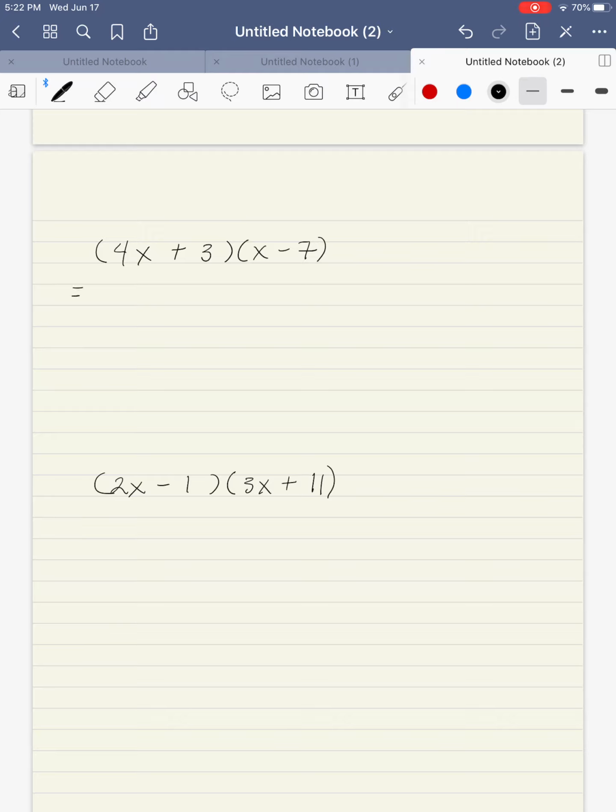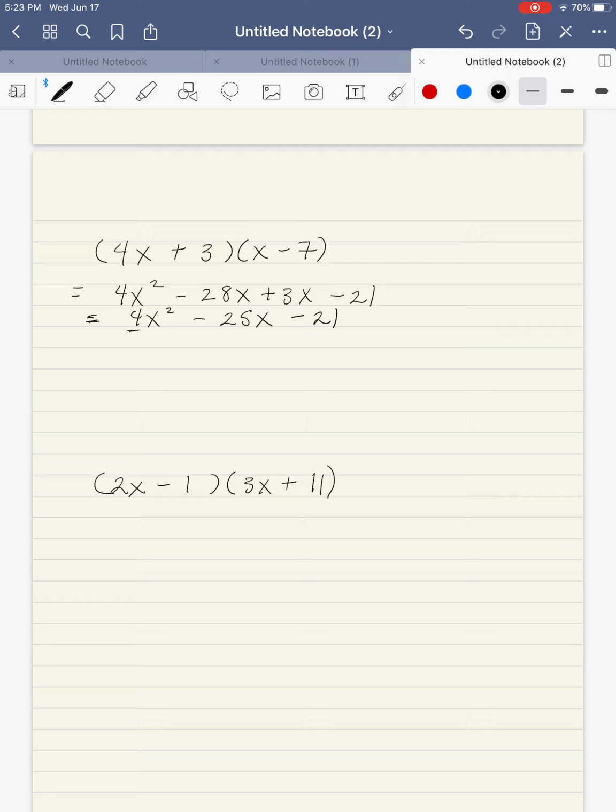All right, let's do this first one, and we're going to use that FOIL method, first, outer, inner, last. So 4x times x is 4x squared. 4x times negative 7 is negative 28x. 3 times x is 3x. And 3 times negative 7 is minus 21. And then we combine our middle terms, our x terms, and we see that we get a quadratic.